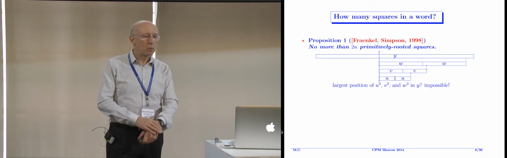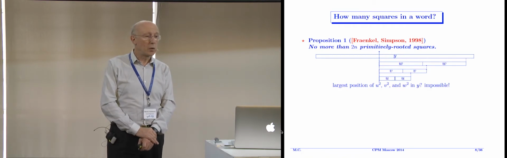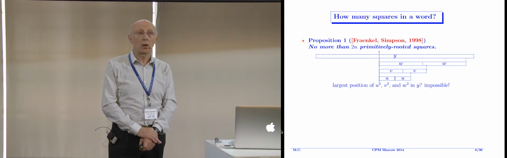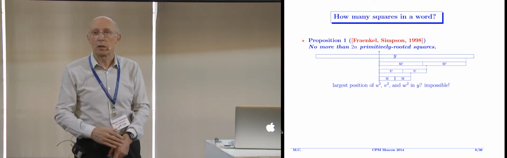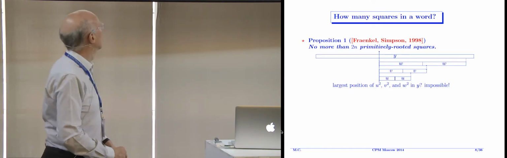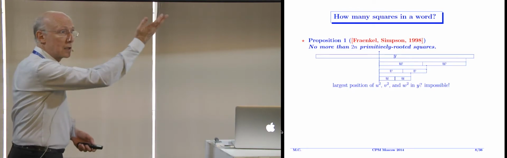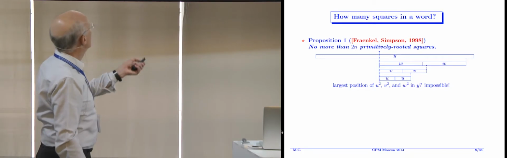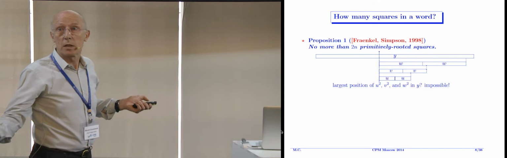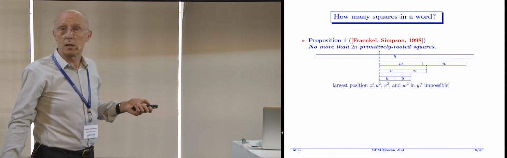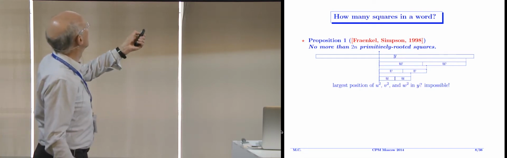So assume that we have three squares, UU, VV, WW, occurring in the string. Let's consider their rightmost occurrences, the occurrence that is to the right. Assume that these three occurrences start at the same position. Then we are in this situation.